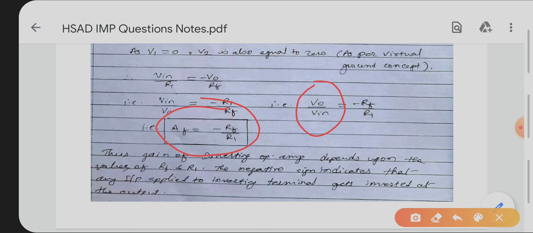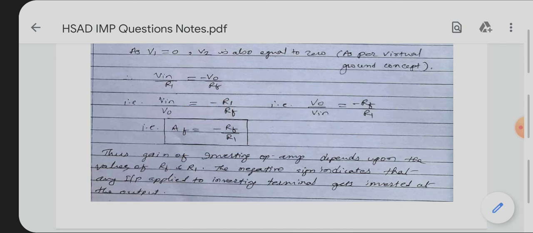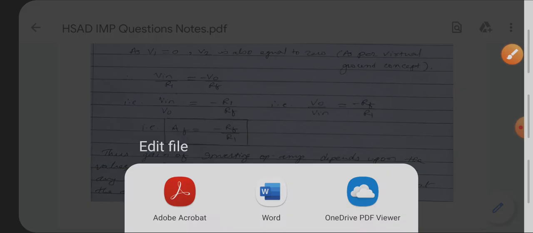This indicates that the gain of a closed loop inverting amplifier depends on the values of RF and R1, and that negative sign indicates it is an inverting amplifier. That means whatever input is applied at the inverting terminal, it gets inverted at the output. Okay, so this is what there is about the inverting amplifier, a very important question from the exam point of view.